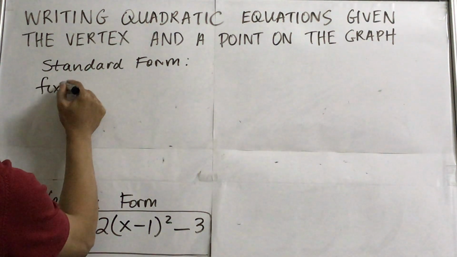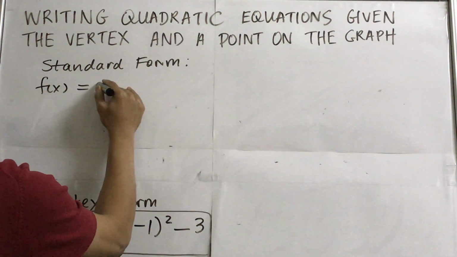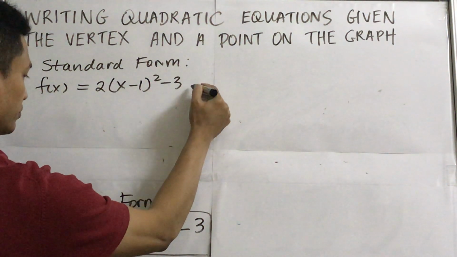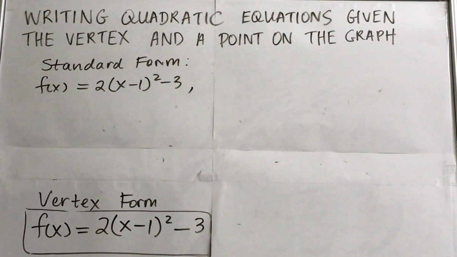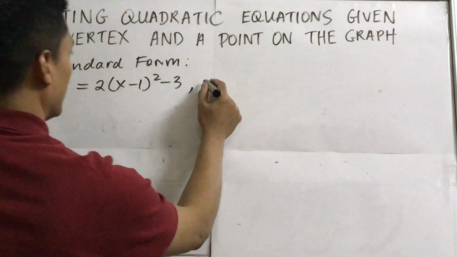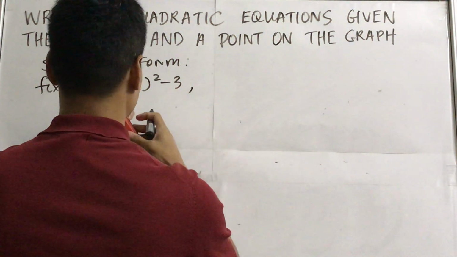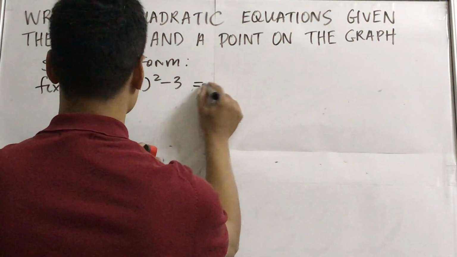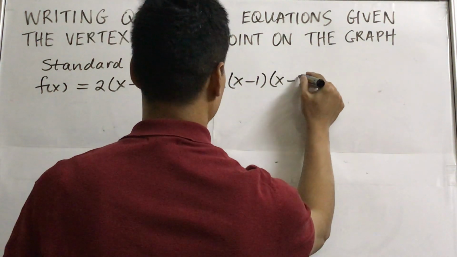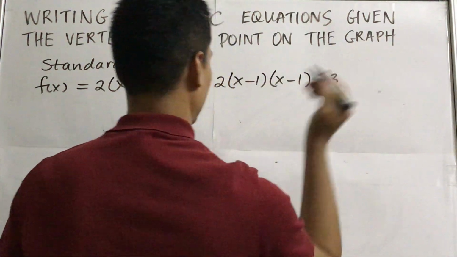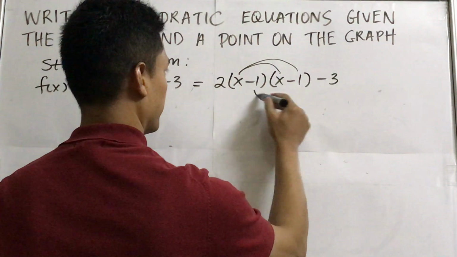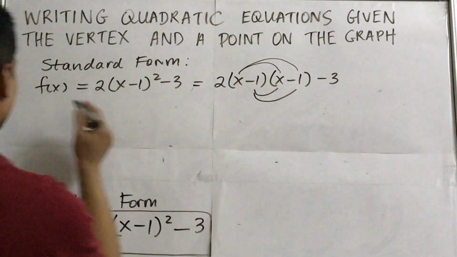Let's start from the original. So how do we expand this? We have a square here. Write out the parentheses, 2, multiply the parentheses by itself, and the minus 3. So again, we're going to use the following as we did in the warm-up.